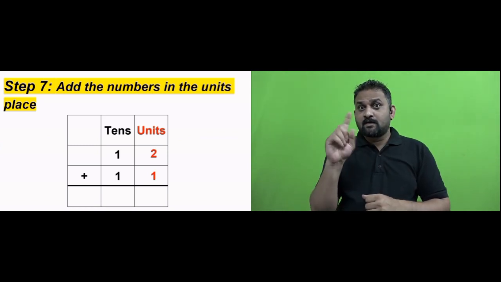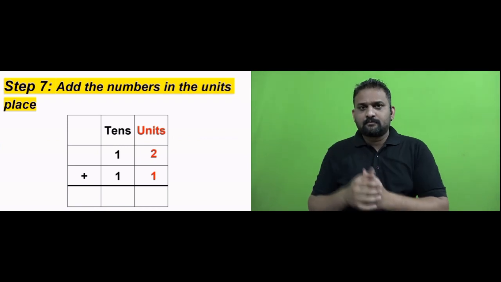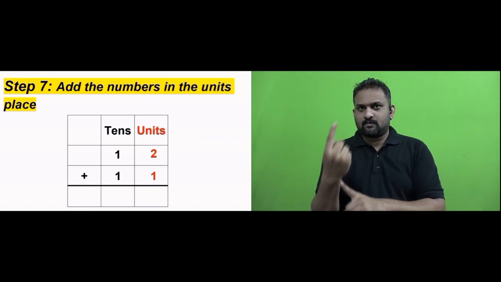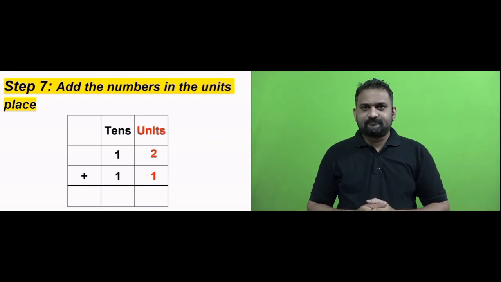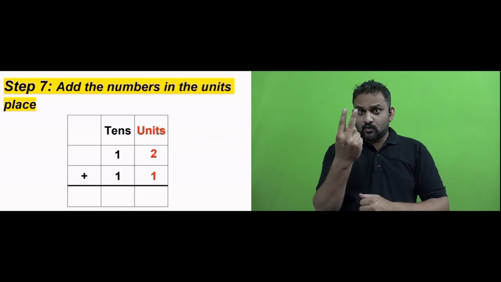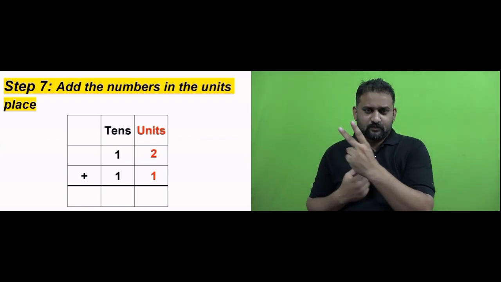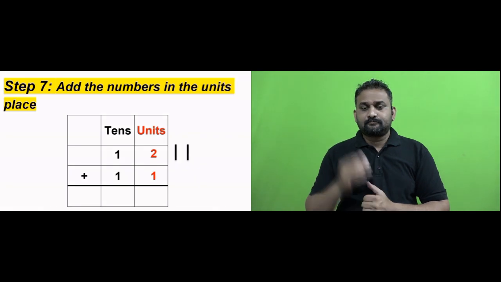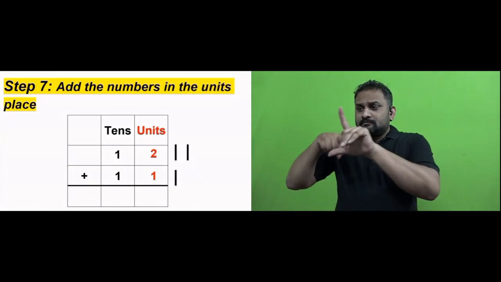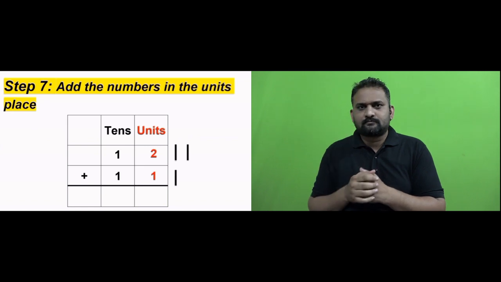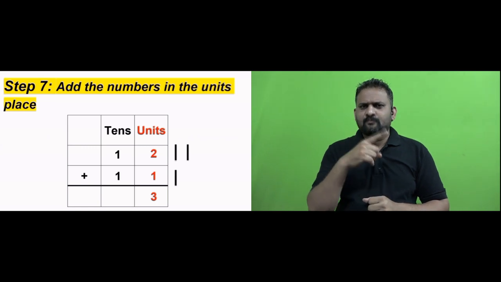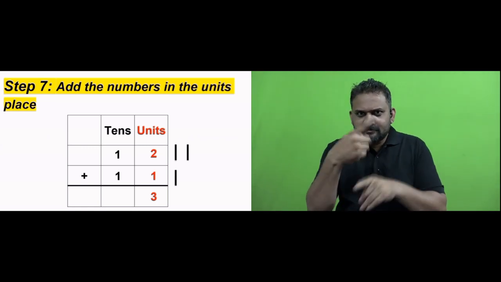Add the number in the units place. So what are the numbers we have in the units place? 2 plus 1. Yes. Let's use the lines to help us add these numbers. Draw 2 lines for the number 2. 1, 2. And 1 line for the number 1. Now count the lines all together. The answer is 3. And you must have all got the answer as 3 as well.